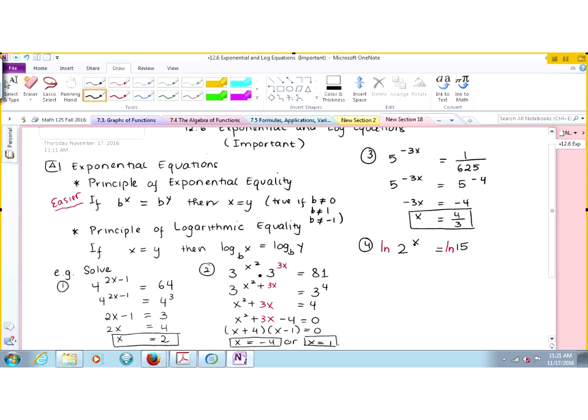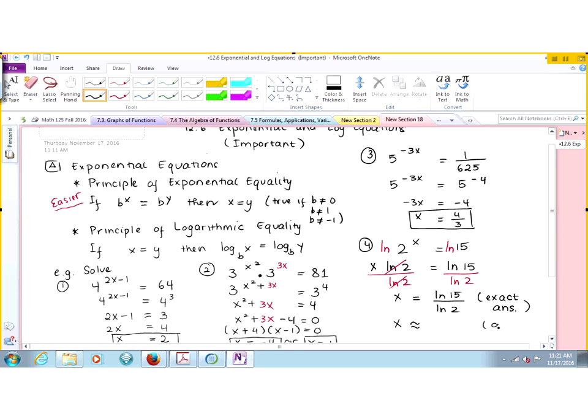So remember, what can we do if I have a log? Can I bring down the x? Yeah, so this is x ln 2 is equal to ln 15. Now how do you solve for x? Well, that's easy. Just divide both sides by ln 2. So ln 2 cancels. Now this is called the exact answer: ln 15 over ln 2. So this is your exact answer.